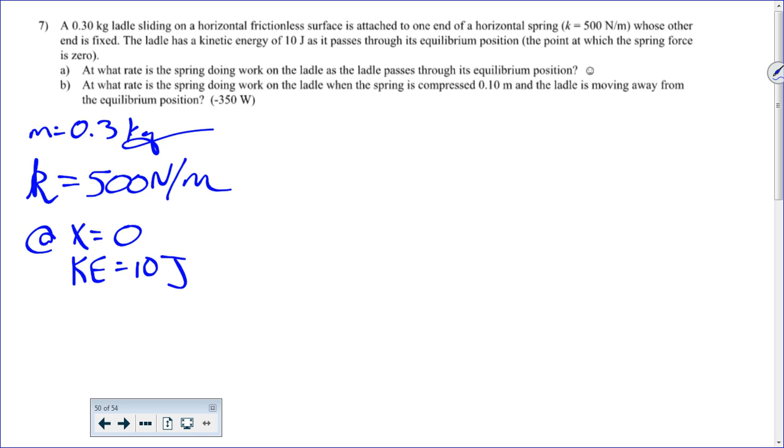Weird problem. Is everybody okay with the fact that I kind of jumped from equilibrium position to x equals 0? Does that make sense? Yeah.